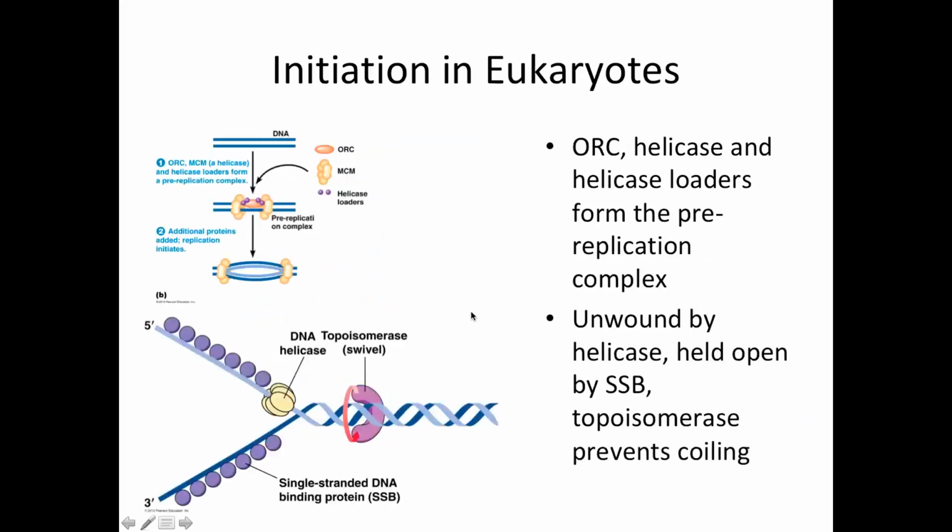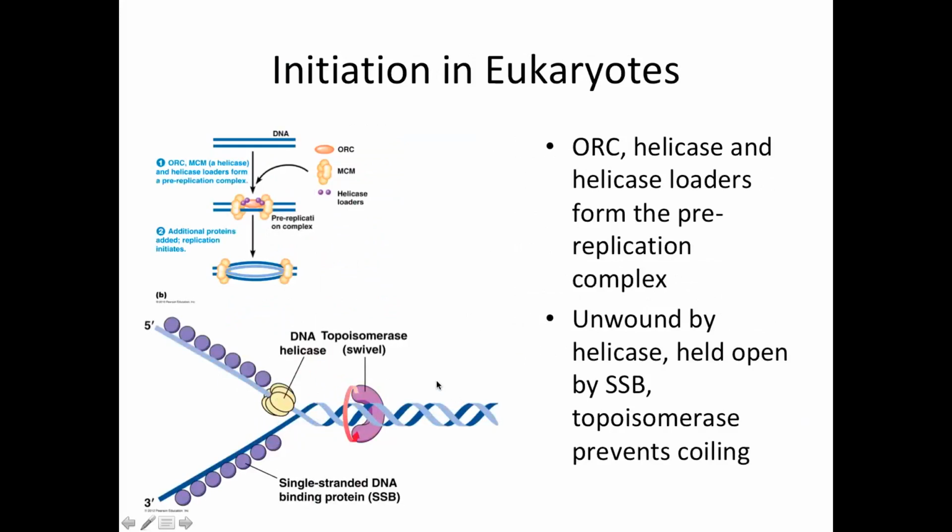In eukaryotes, the initiation is a little bit more complicated and involves multiple origins of replication, with a complex of proteins that will help with initiation and will also open and hold open the DNA. Again, helicase is going to do that unwinding. Single-stranded DNA binding proteins are going to hold it open. And here we also use a topoisomerase, which helps prevent supercoiling as the DNA helix twists in the other direction to open up.